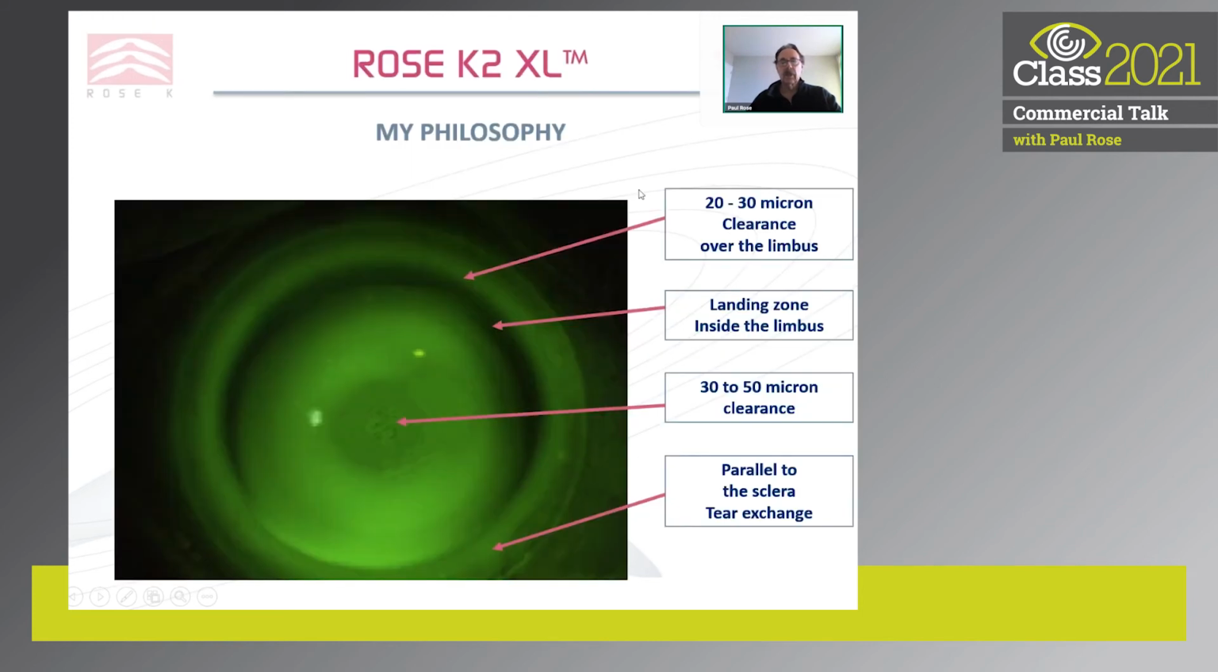So here's my philosophy for fitting. You basically have 30 to 50 microns clearance at the highest point. So if it was a cone, it would be the apex of the cone. If it's a graft, it's usually somewhere along the graft interface. You have 20 to 30 microns clearance over the limbus, and that may look, because there's not sufficient depth of fluorescein, like it's touching, but we talk about a feather touch. And then you span out to the edge of the lens with enough edge lift to ensure that you have good tear exchange up to the limbus.